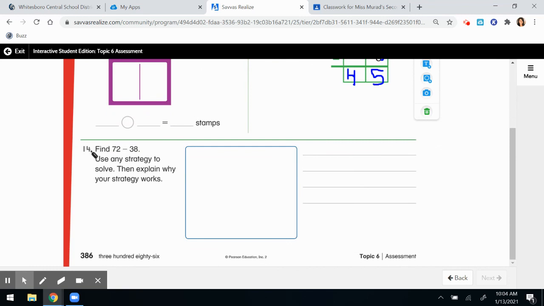Now I said we're not going to do 14. If you want, you could try it. It says find 72 minus 38. Use any strategy you want to solve. On your test, you won't have to do any writing because there's not room for you to do writing on the test online, but you will do a lot of subtraction. So if you want to do number 14, it would be a good idea just to practice. You could do regrouping, you could do breaking apart, a number line, whatever you want, but that one's optional.